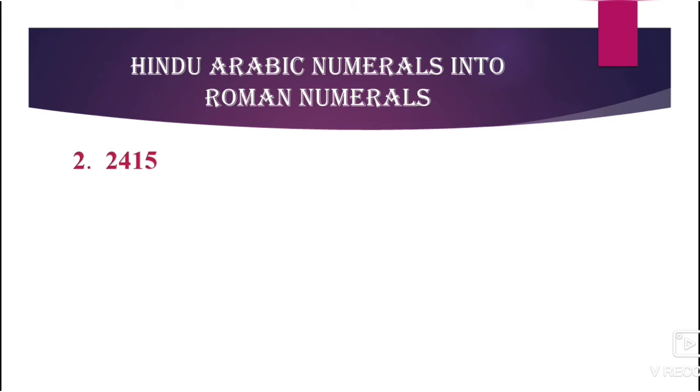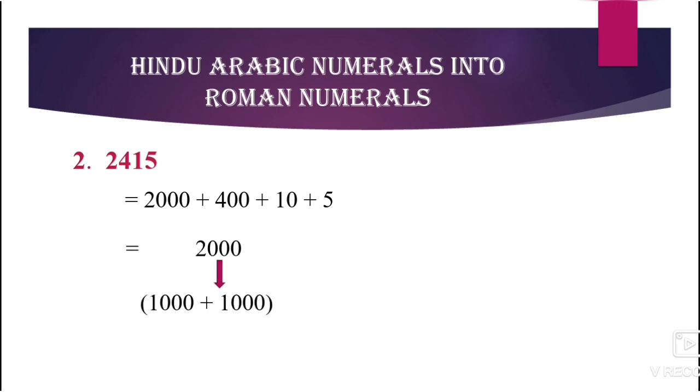Next, we are going to convert the Hindu-Arabic numeral 2415 into Roman numeral. For that, expand 2415 as 2000 plus 400 plus 10 plus 5. In terms of Roman numerals, 2000 can be written as 1000 plus 1000. 400 can be written as 500 minus 100. The Roman numeral for 10 is X and the Roman numeral for 5 is V.